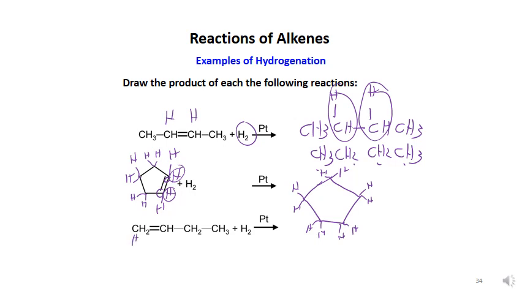If we're going to add the hydrogen here and here, what are you going to make? CH3, CH2, CH2, CH3. Butane. Good job.